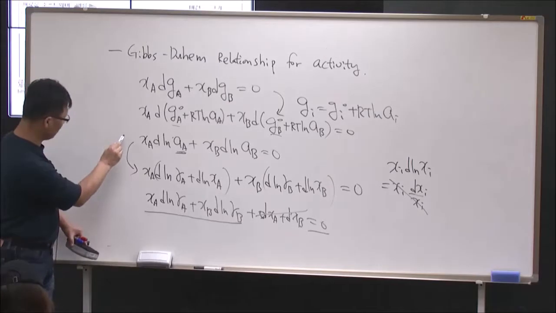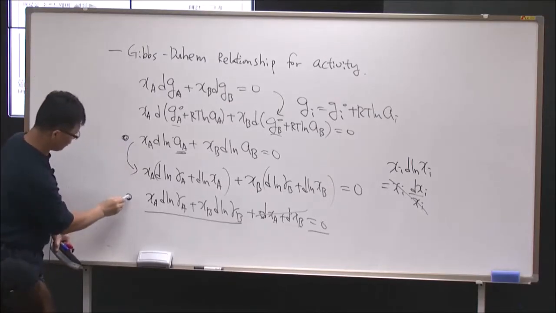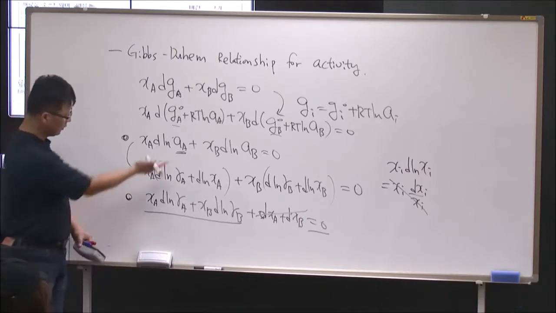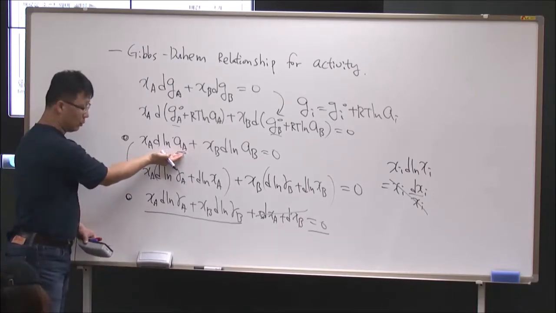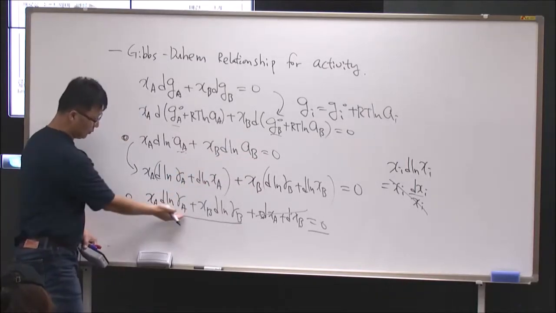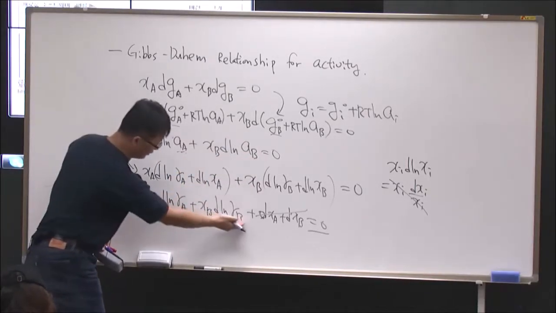There are two relationships, so this one or this one. We have to use one of these to calculate the activity. If I use this one, from the activity of one component, I can calculate the activity of the other. If I use this one, from the activity coefficient of one component, I can calculate the other activity coefficient.